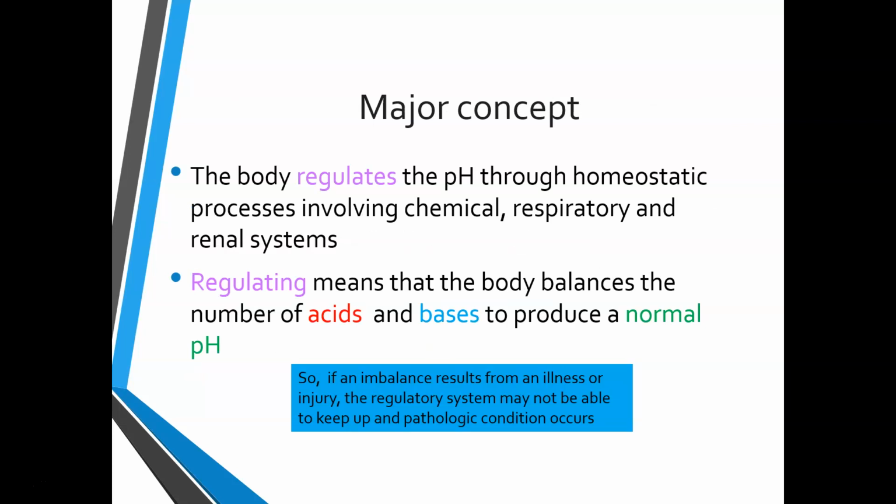So the major concept that you want to look at is the body regulates the pH through homeostatic processes that can involve either chemical, respiratory, or the renal system. And this kind of goes back to how the body compensates for the changes in pH in order to try to get it back to that normal range of 7.35 to 7.45. Regulating means that the body balances the number of acids and bases to try to get back to that. So an imbalance happens from an illness or injury. The regulatory system may not be able to keep up with a pathological condition that occurs.